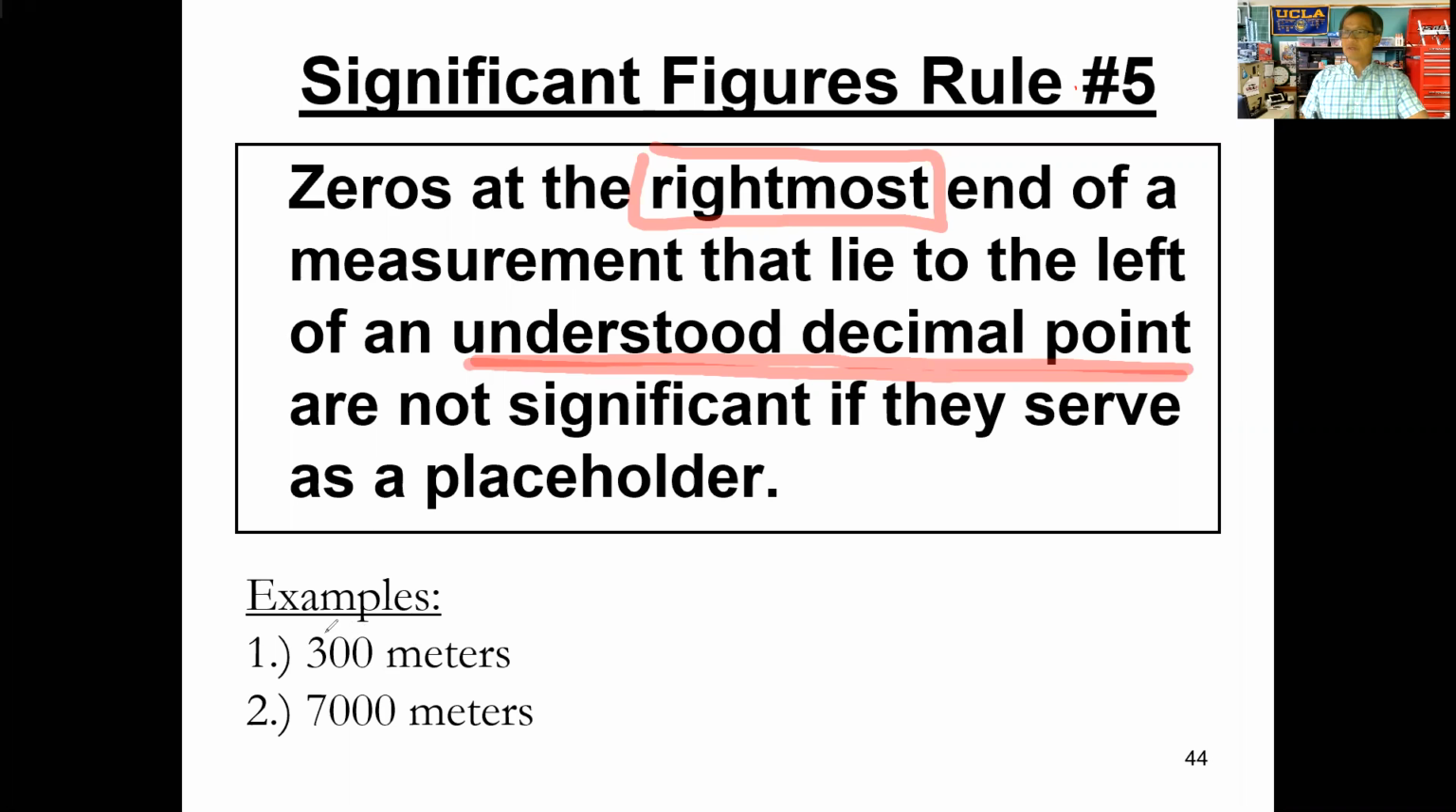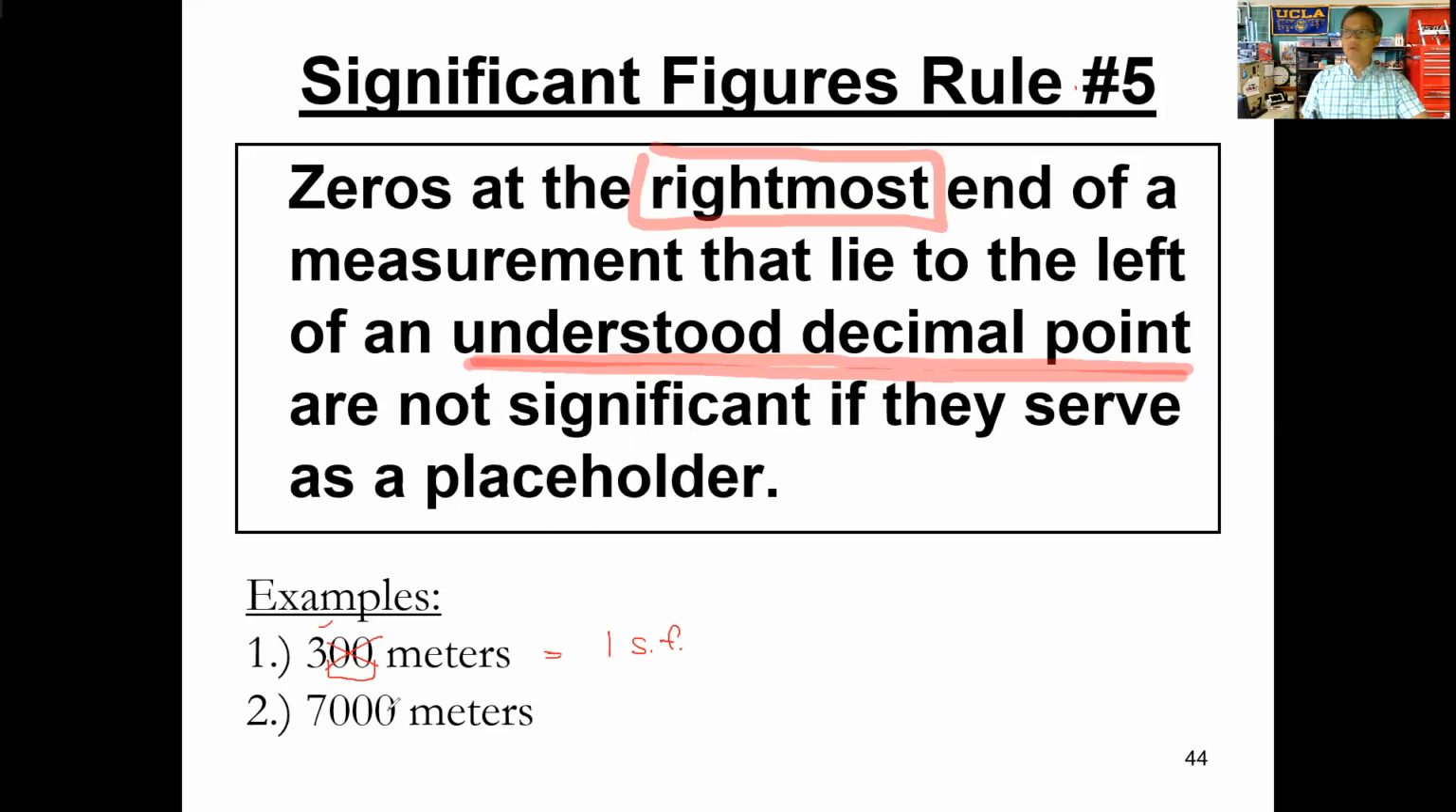We have 300 meters. The 3 obviously counts. It's a non-zero digit, but then we have 2 zeros to the right of that 3. However, the decimal point is understood to be right here. It's not clearly written, it's understood to be there, and so therefore these zeros do not count. So we only have 1 significant figure for that particular number. Okay, very good.